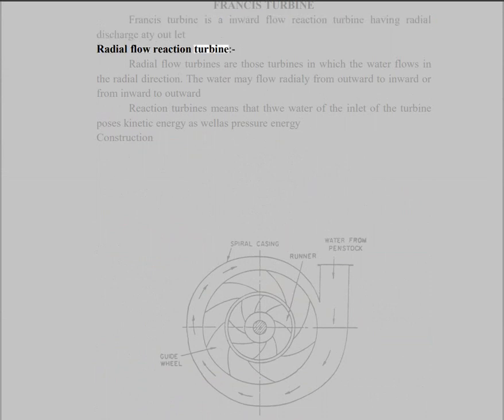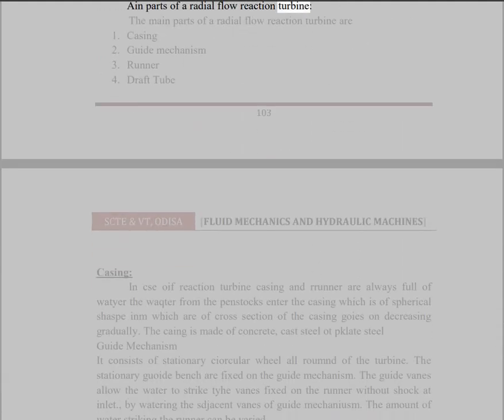Radial flow reaction turbine. Radial flow turbines are those turbines in which the water flows in the radial direction. The water may flow radially from outward to inward or from inward to outward. Reaction turbine means that the water at the inlet of the turbine possesses kinetic energy as well as pressure energy. Construction and parts of a radial flow reaction turbine.